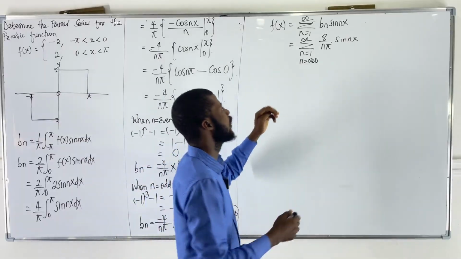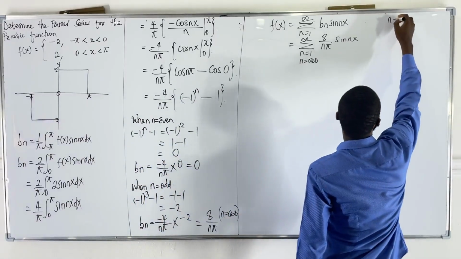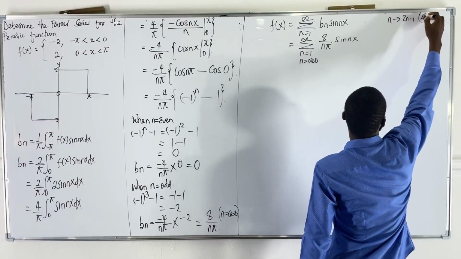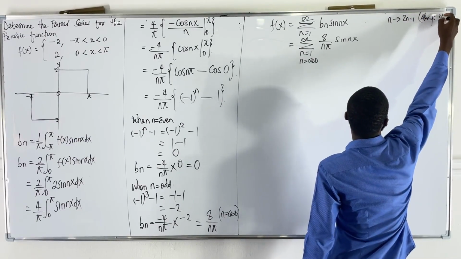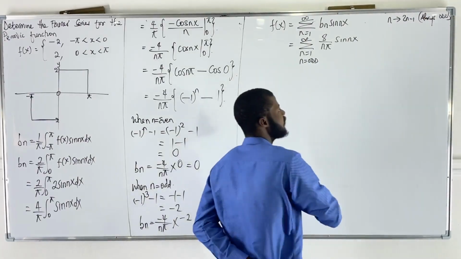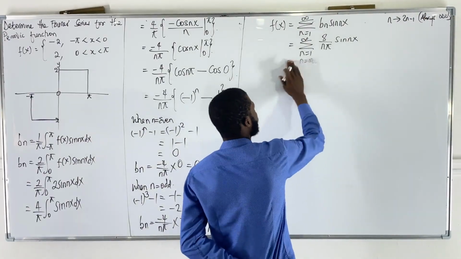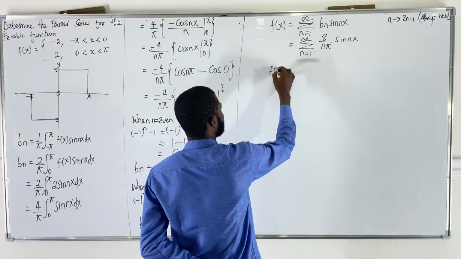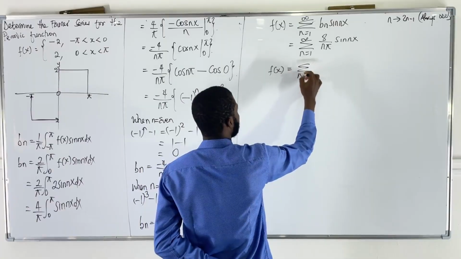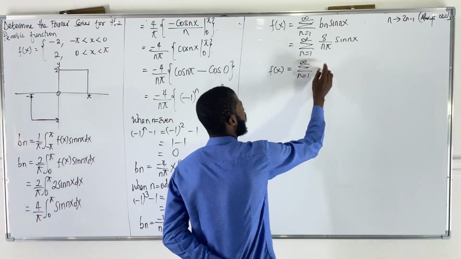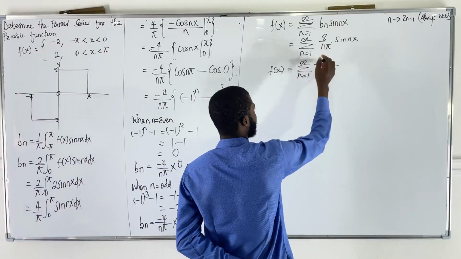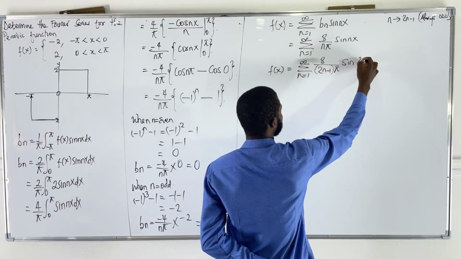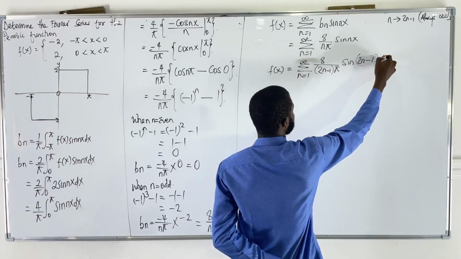Instead, there's a better way. Replace all your n with 2n minus 1. This value is always odd. So instead of putting odd under here, just write that f of x is equal to the sum from n equal to 1 to infinity of 8 over this n you see here becomes 2n minus 1 pi, and this is sine 2n minus 1 x.